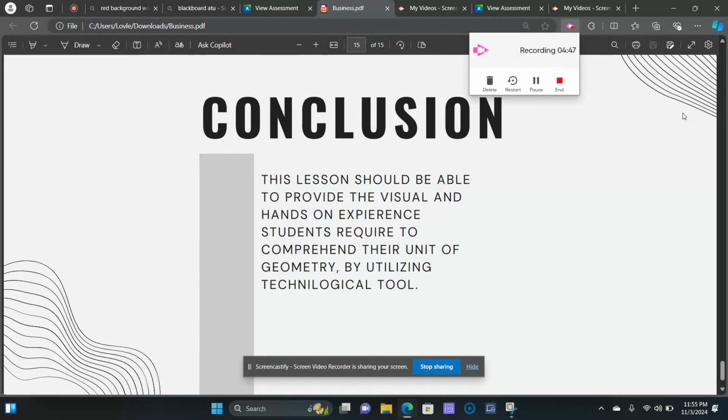Conclusion. This lesson should be able to provide the visual and hands-on experience that is required for the students to comprehend the unit by utilizing technological tools.